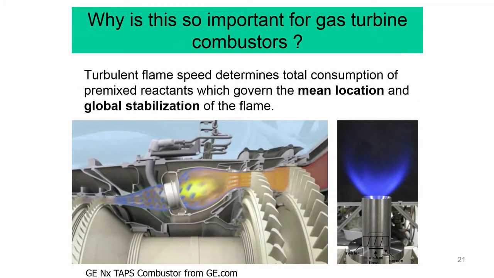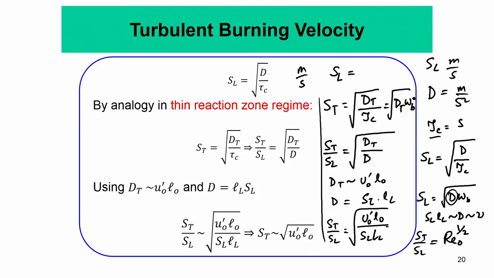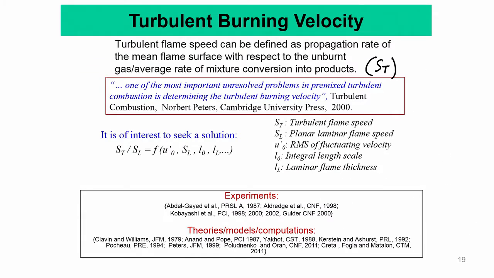Okay. Now, why is this so important for gas turbine combustors? Because as we have seen from this definition itself, the turbulent flame speed can be defined as the propagation rate of the mean flame surface with respect to the unburned gas or average rate of mixture conversion into products. Okay. This one is essentially a displacement turbulent burning velocity, another is a consumption turbulent burning velocity, and this turbulent burning velocity is global, in units of meters per second. It gives you an idea about the global consumption rate of the fresh mixtures.